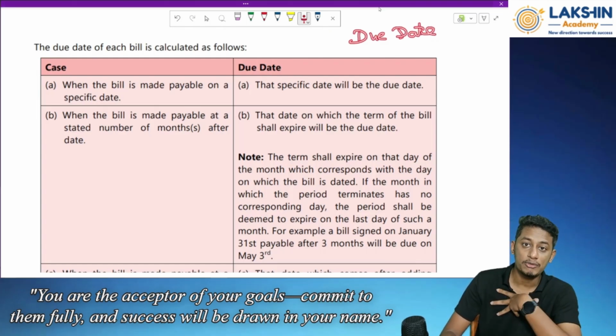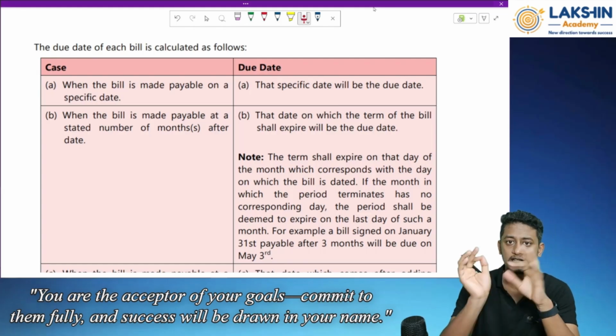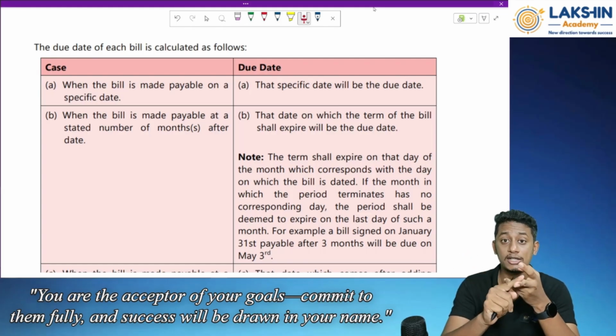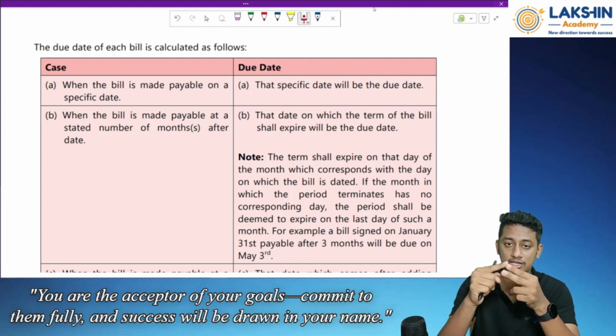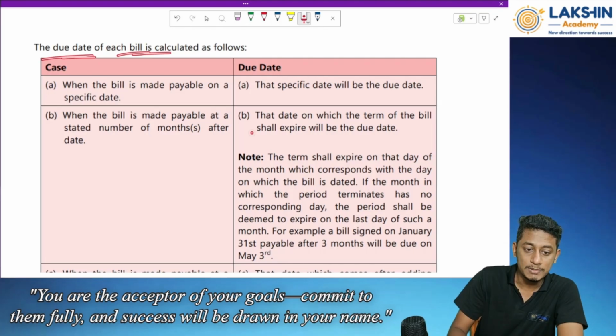Due date we only have to compute and write down when the bill is honored or dishonored. They will just mention that the bill is honored or the bill is dishonored. Now we need to decide what is the date on which this transaction, dishonoring or honoring, was done. So due date of each bill is calculated as follows.